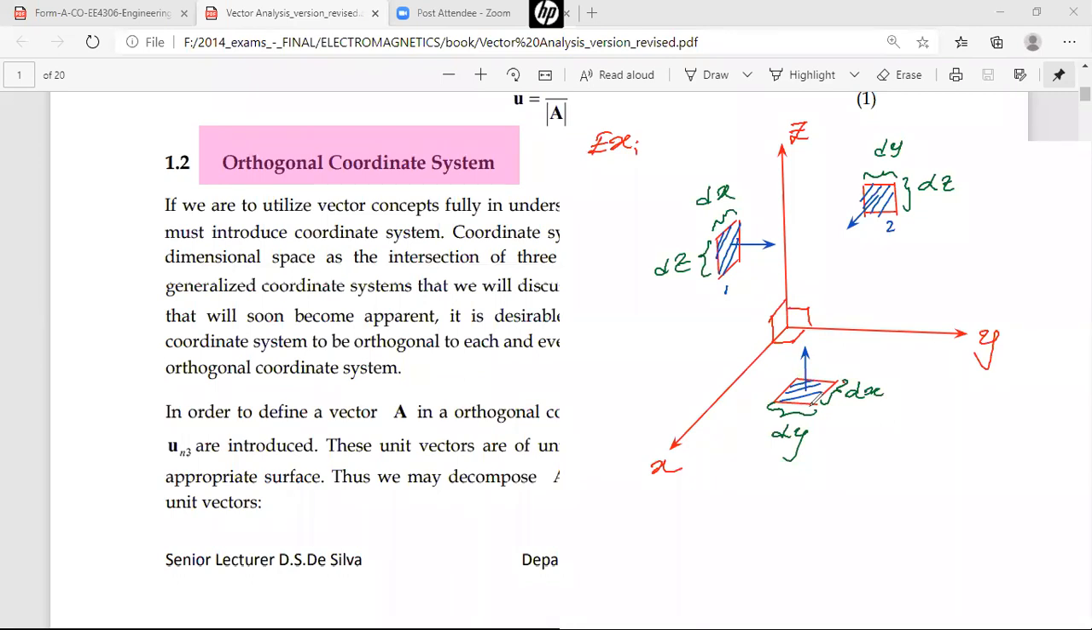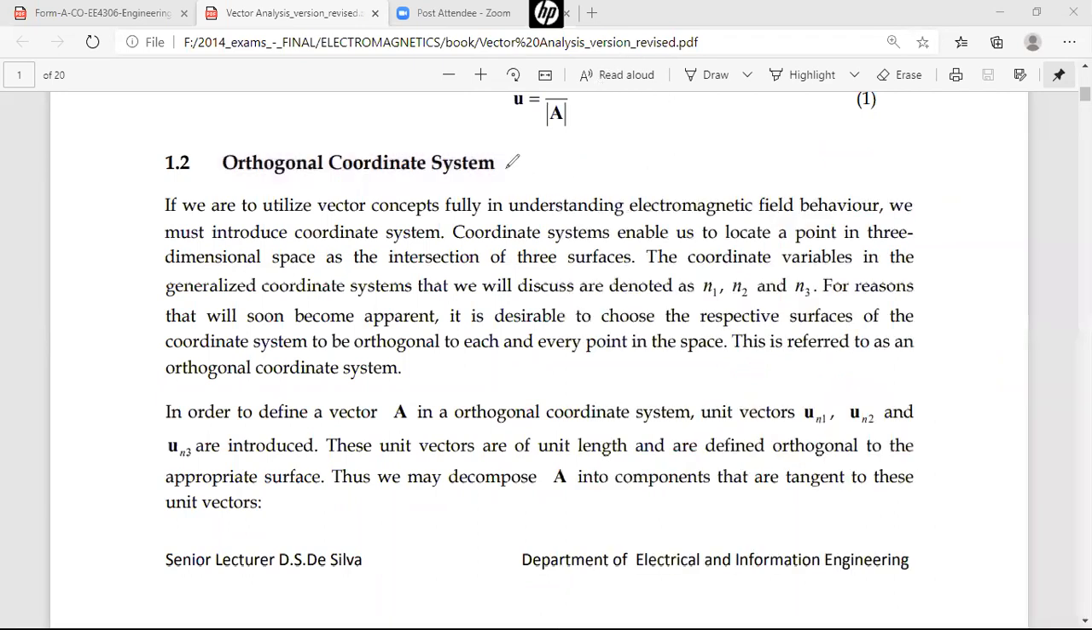If the surfaces or axes are orthogonal to each other, then we call such a coordinate system an orthogonal coordinate system. This Cartesian coordinate system is one example of an orthogonal coordinate system. Keep in mind that this is one example. After this section, I will explain cylindrical coordinates and spherical coordinate systems also. Those coordinate systems also belong to orthogonal coordinates. Right. Just read this paragraph.